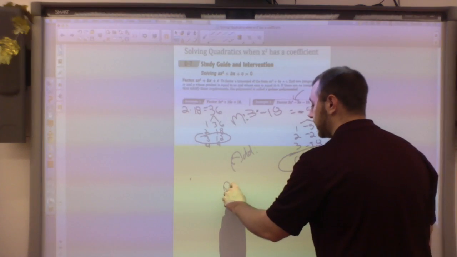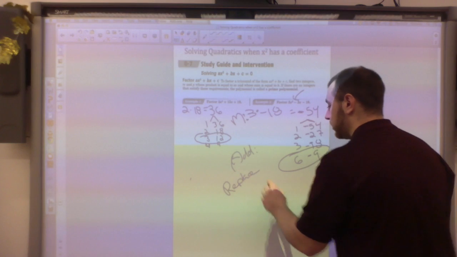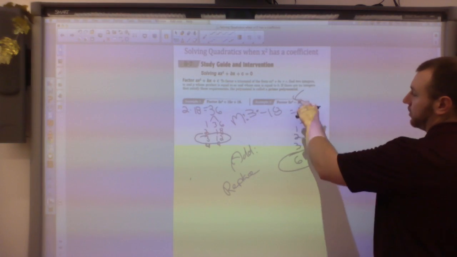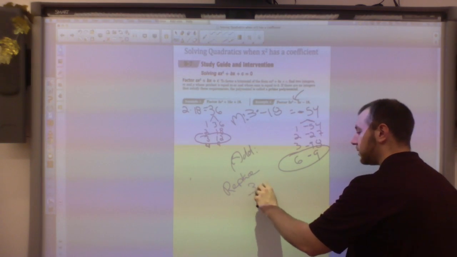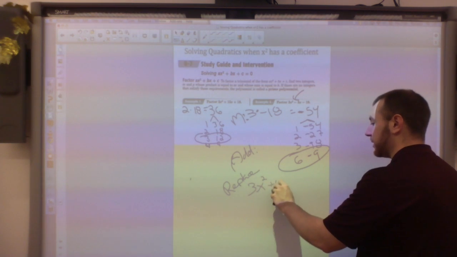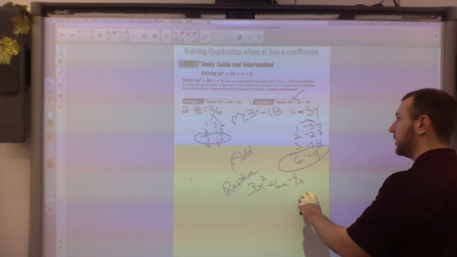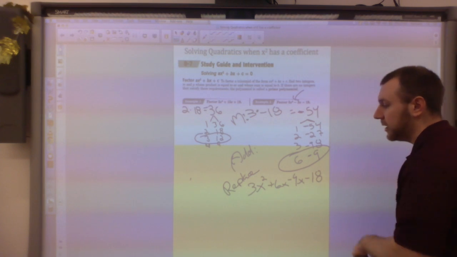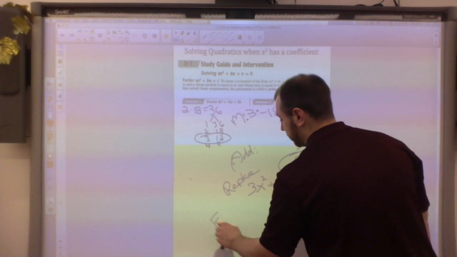I'm going to replace the middle term with these two terms: 3x squared plus 6x minus 9x minus 18. And then I'm going to factor by grouping.